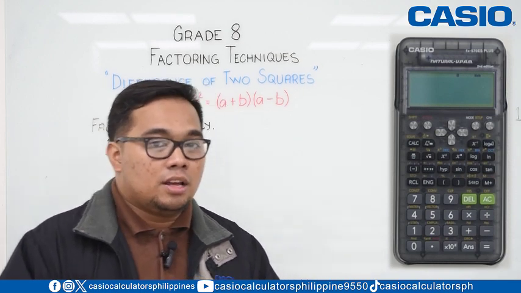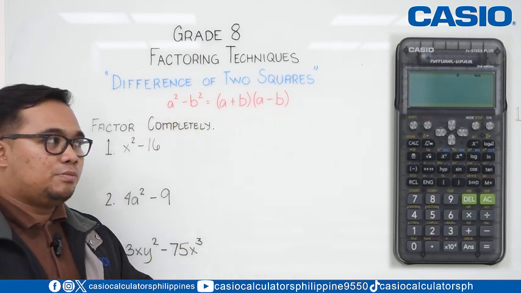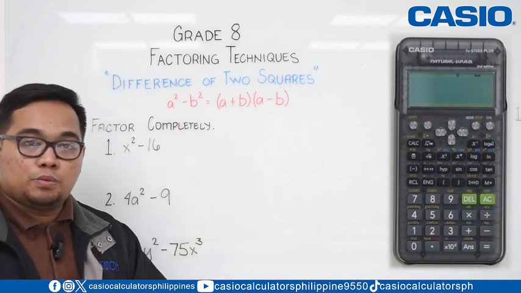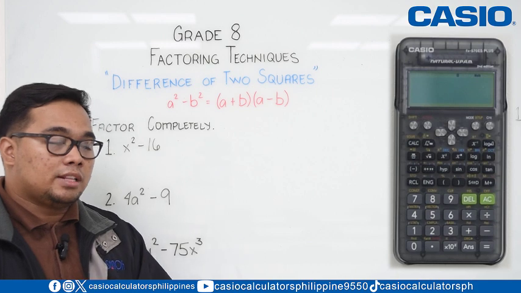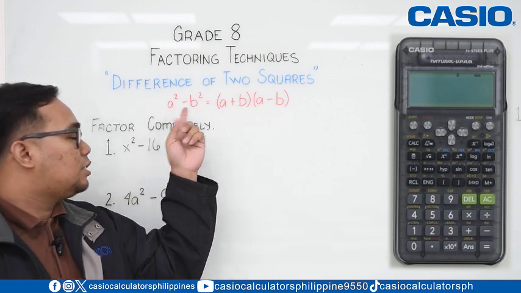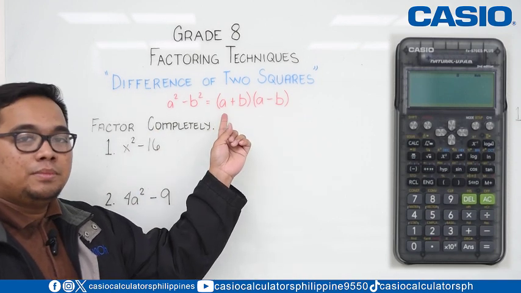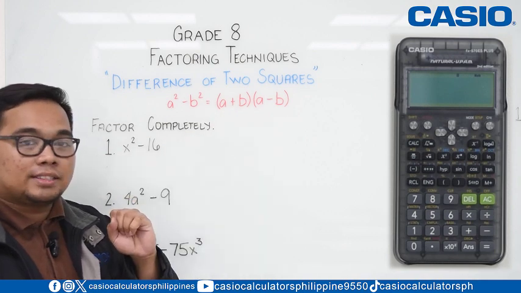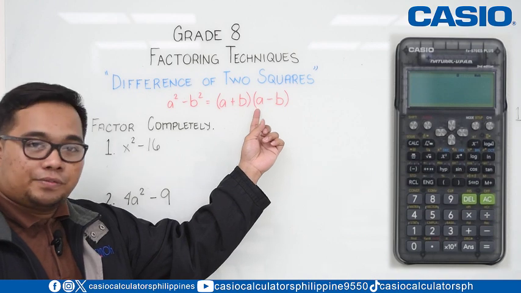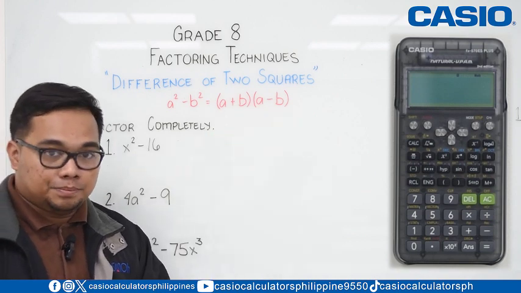Now, how do we do that? Suppose we have two expressions. The first expression may be a squared, and the second expression is b squared, and we are getting their difference. The factor of the difference of these two expressions is simply the square root of the first term plus the square root of the last term, multiplied by the square root of the first term minus the square root of the last term.